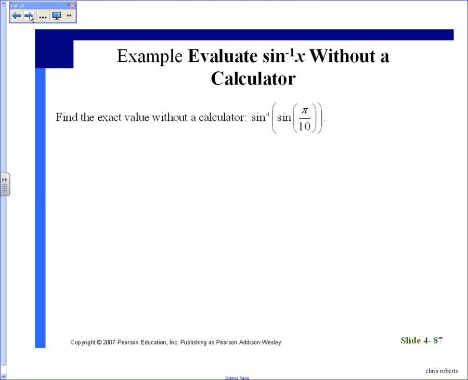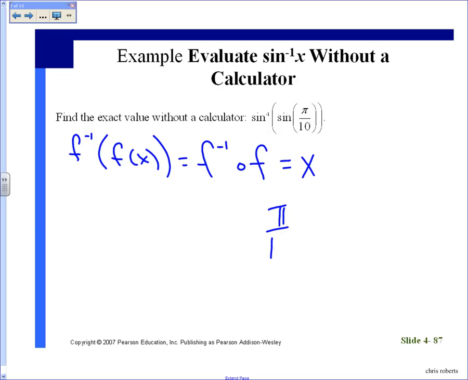So find the exact value without using the calculator. The inverse sine of the sine of pi over 10. This is an interesting question, because this is basically saying I'm doing f inverse of f of x. If we remember our composition rules, f inverse of f of x should be equal to x, in which case our answer here will be pi over 10.